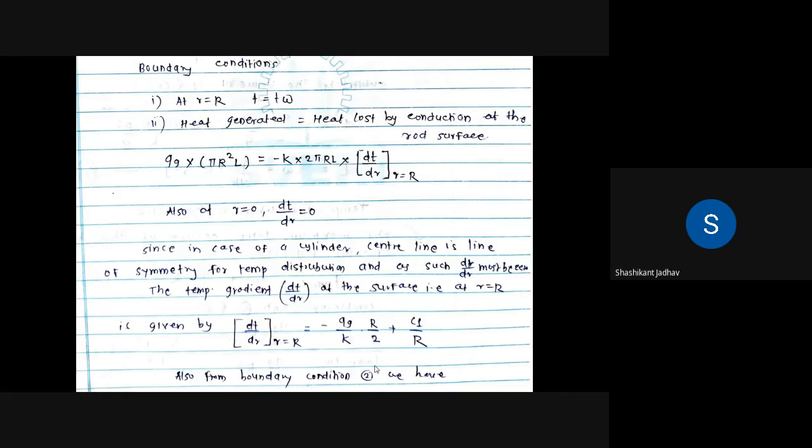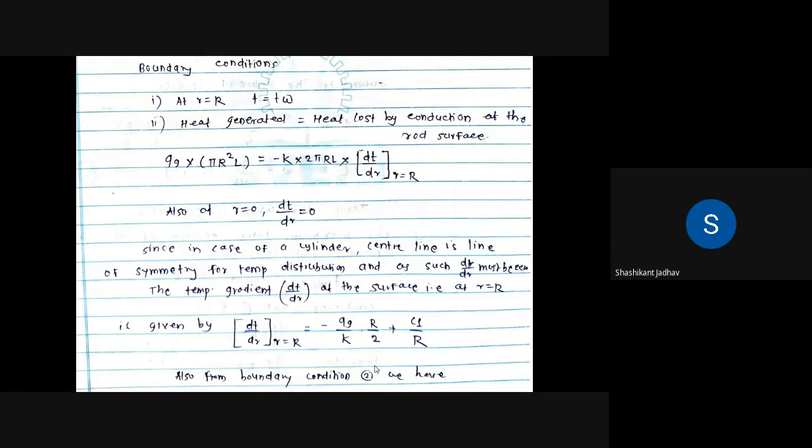Okay, so in case of cylinder, center line is the line of symmetry for temperature distribution, and as such dT by dr must be 0. Okay, next line, the temperature gradient dT by dr at the surface.